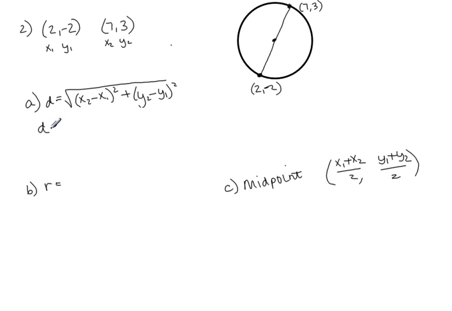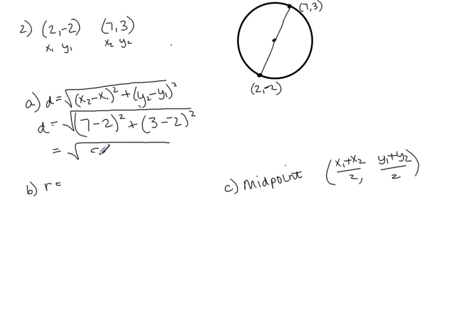So let's fill that in. That's going to be the distance between these 2 points as 7 minus 2 squared plus 3 minus negative 2 squared, which is going to give me 5 squared plus another 5 squared. So that would simplify to be 25 plus 25, which is the square root of 50.